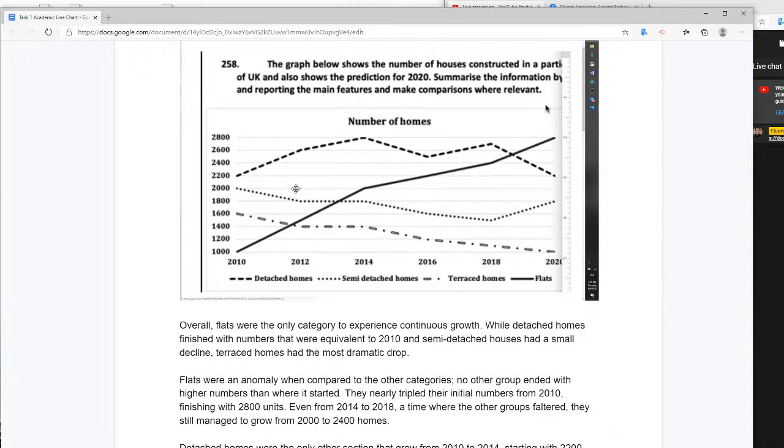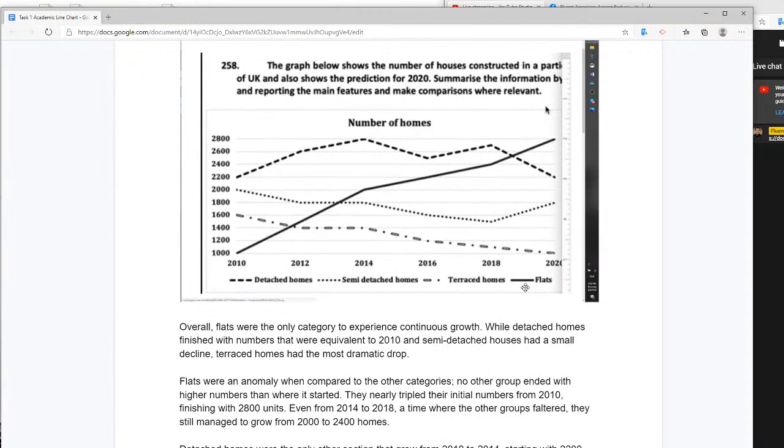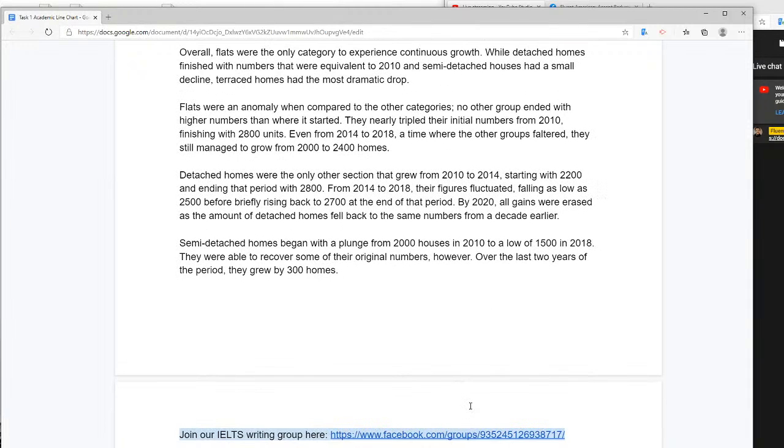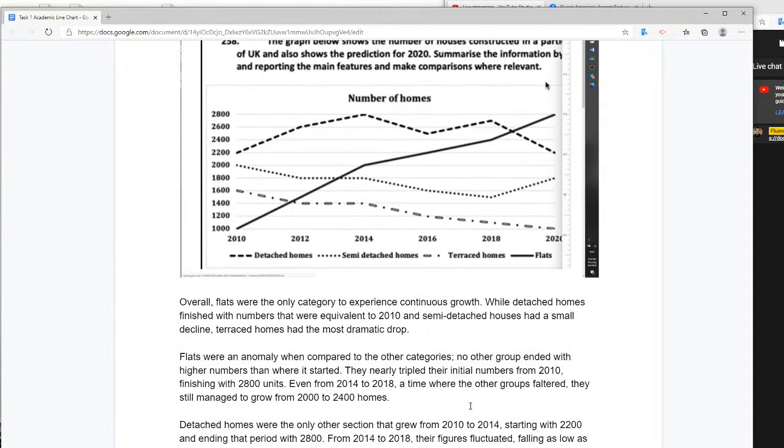For detached homes, we already talked about that. Semi-detached homes, semi-detached were our dots. You could really just do 2010 to 2018, then 2018 to 2020. Okay, and I think you'd be fine with that, just two. Then our last one, terraced homes. Honestly, for terraced homes, you could just do like flats. If you're pressed for time, you could probably do terraced homes in about one sentence. Just say, hey, it just kept dropping with a slight flat period. Okay, so you could do that in one sentence.